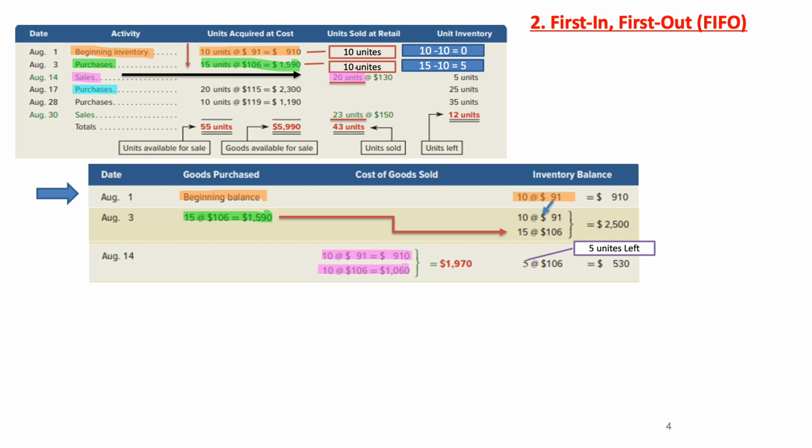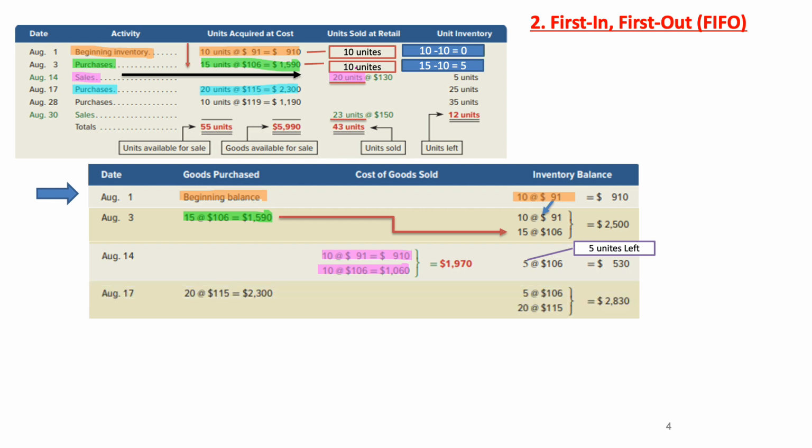Now, what happened on August 17? If I go to August 17, the company purchased 20 units and each unit cost them 115, so the total is 2,300. Now I have to record this purchase information in the table. I'm going to record on August 17, under the goods purchased column, 20 units multiplied by 115, which gives me a total of 2,300.